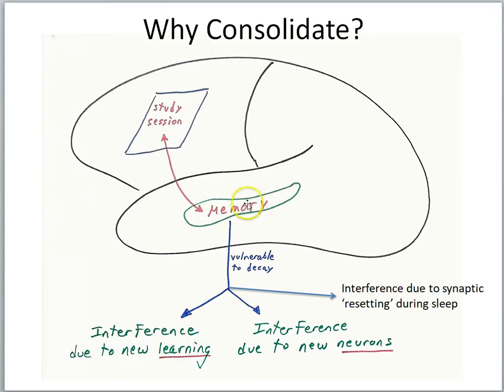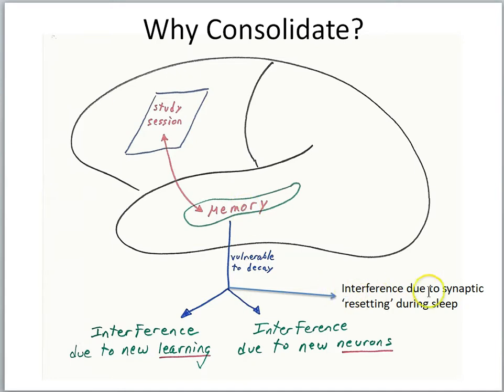Interference due to new learning within the hippocampus. So it may be that new learning can interfere with previously learned information. After all, there are a finite number of synapses in the hippocampus. We had interference due to new neurons. So new neurons, as they take place within the hippocampal circuitry, may be interfering with previously established memory traces.